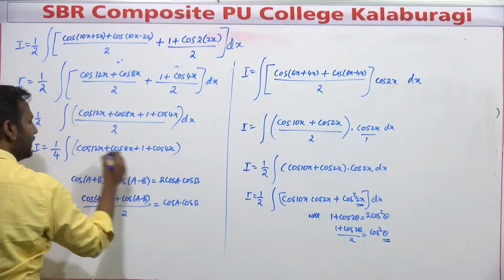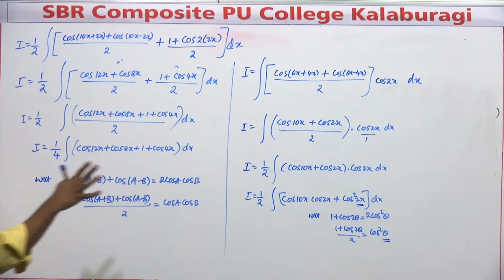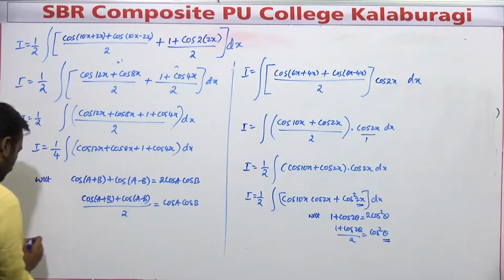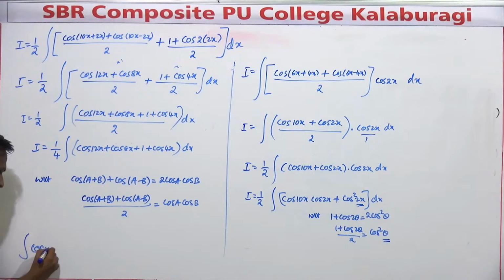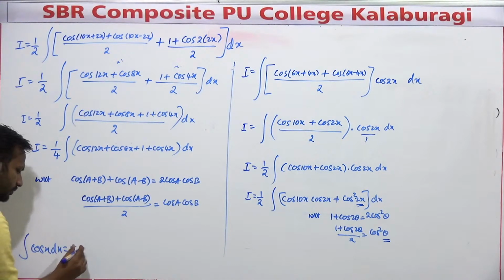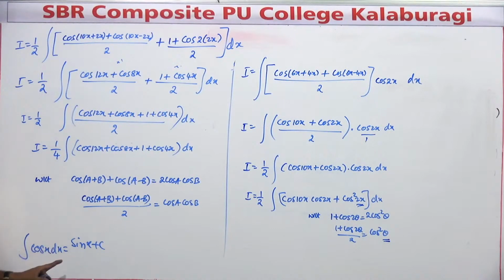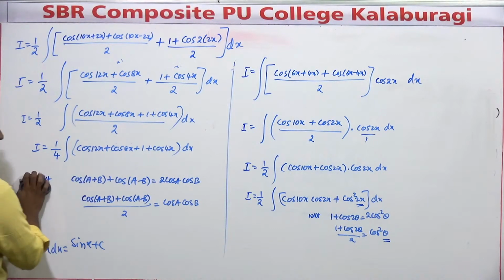Now it has become the simple integral form. Now you know how to apply the integration of cos x. What is the integration of cos x, students? It is sin x. Integration of cos x is sin x. The derivative of cos x is minus sin, but the integration of cos x is plus sin. So now apply that.